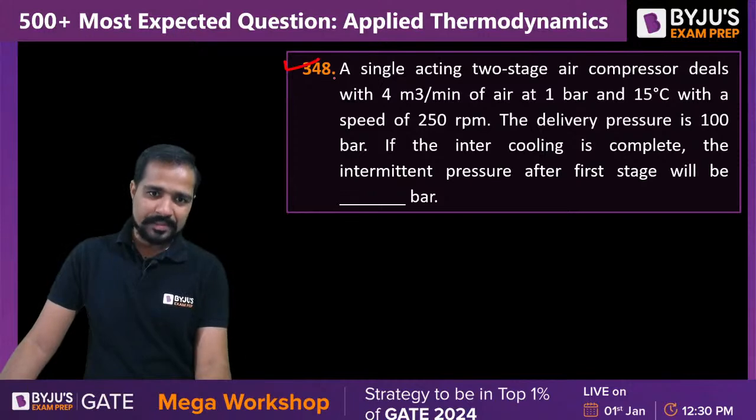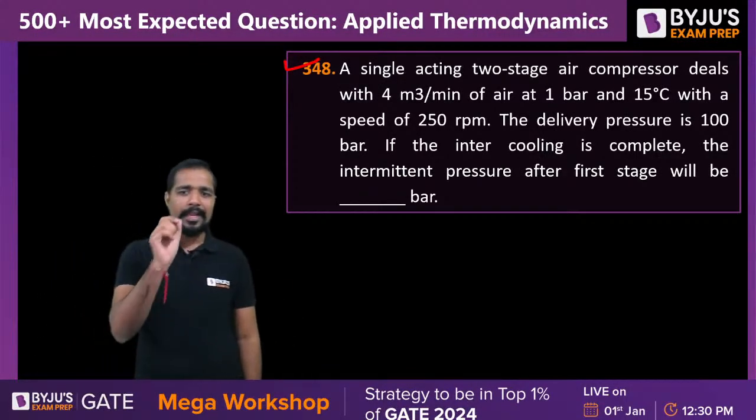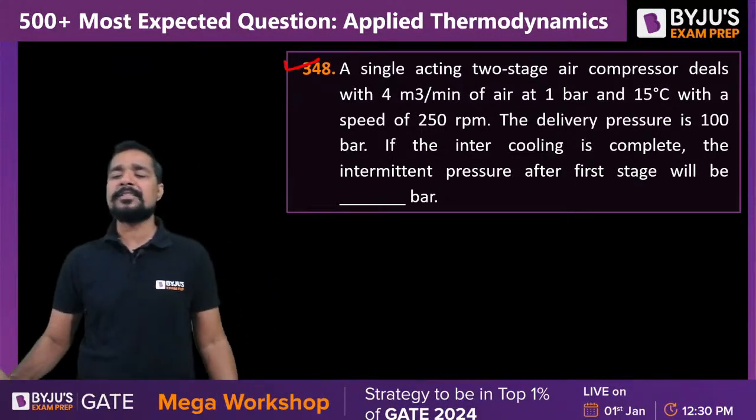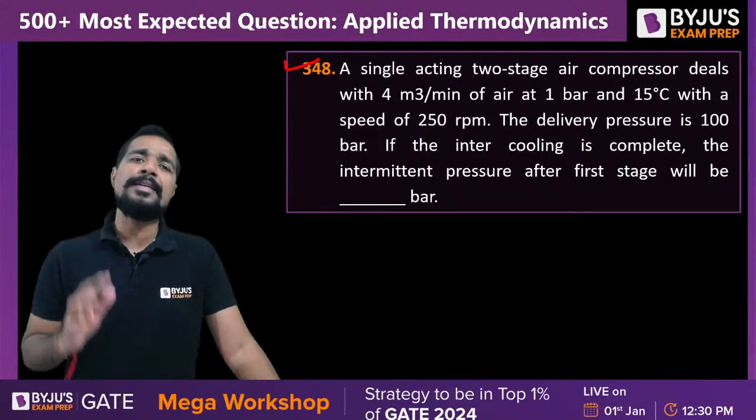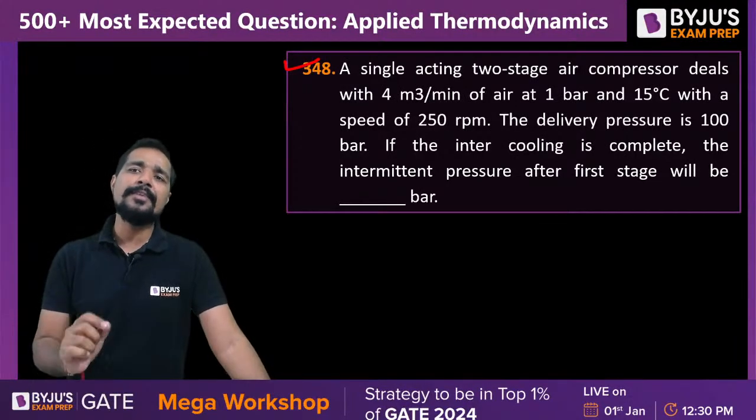After that, let's see the next question. Question number 348. A single acting two-stage air compressor. Let me tell you, these all questions we are dealing with up to question number 253. We are dealing with 1 mark questions.